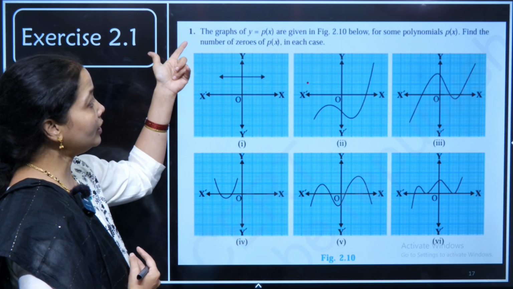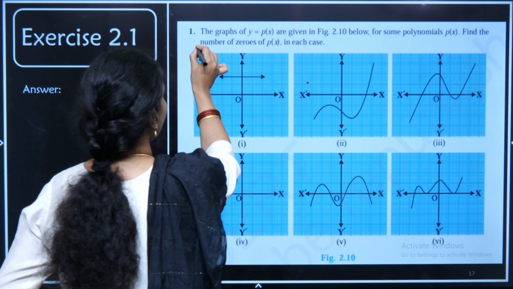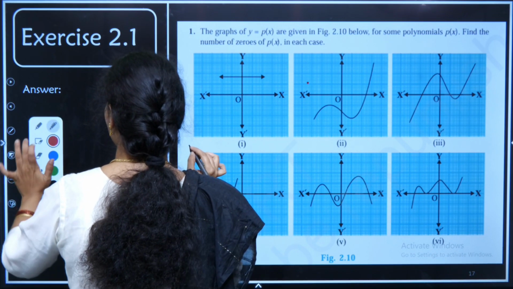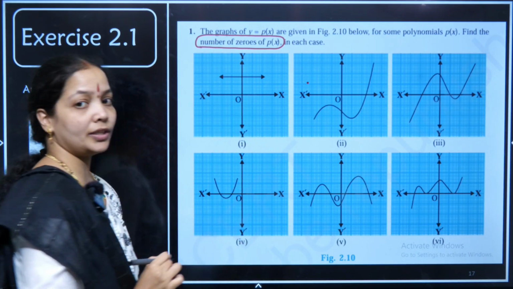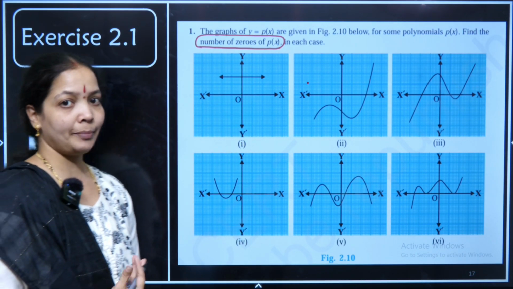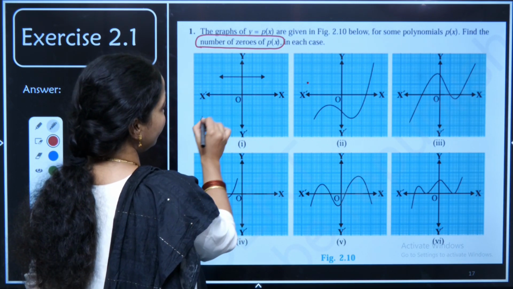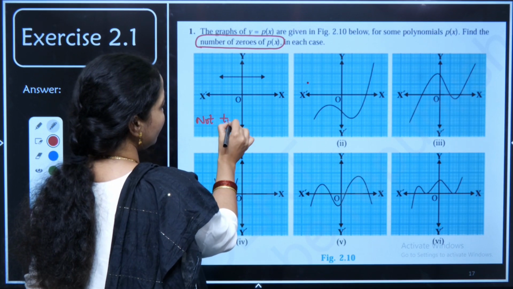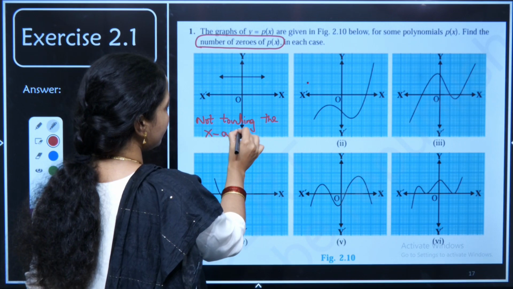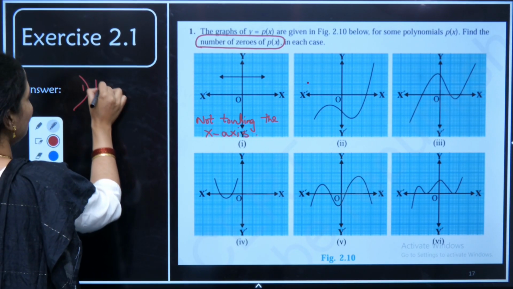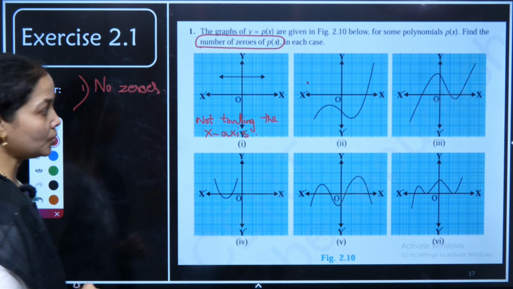Here I have the polynomial y is equal to p of x given below, and we have to find, I am underlining what I have to do here, the number of zeros for the polynomial p of x. First graph, you people tell me now, come on, first one, is it touching the x-axis? No, it is not at all touching the x-axis. Therefore, the answer for the first one, no zeros. We will not write 0 zeros. We will write no zeros.